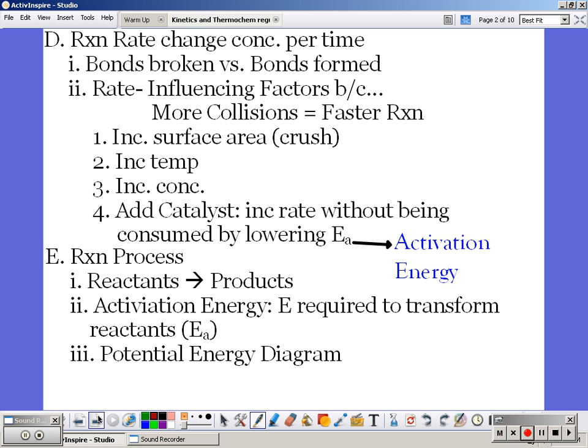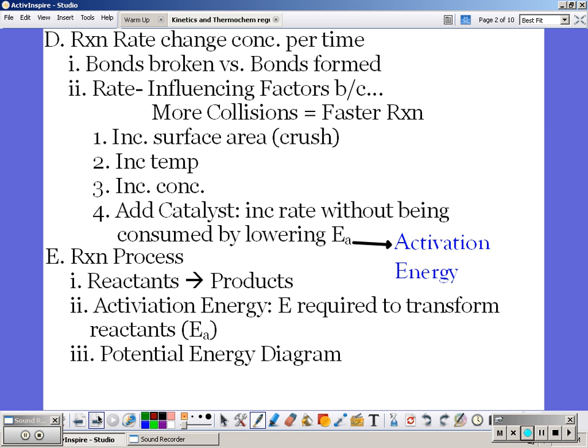If you add a catalyst, what you're doing is you're increasing the rate without being consumed by lowering the activation energy. So it requires less energy to actually occur, so you're going to have more collisions at that lower energy, so the faster the reaction happens. So hopefully you realize by now you have to have reactants first. They collide with enough energy, hitting each other at the right spots, and they produce products.